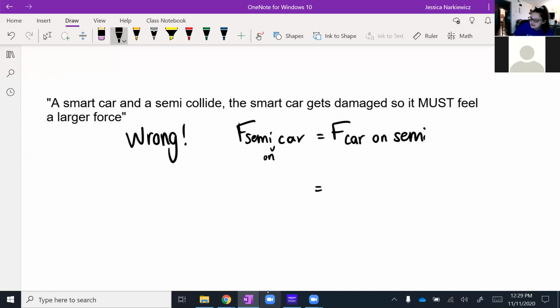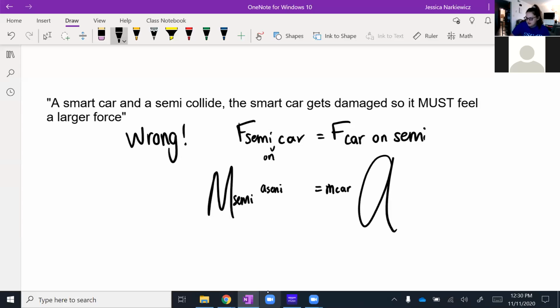Okay. So the semi has a very, very large mass compared to the smart car. Because the semi has a very, very large mass and it feels the same force, the acceleration of the semi is going to be very, very small compared to the acceleration of the car. Okay. This large acceleration is what causes the damage.